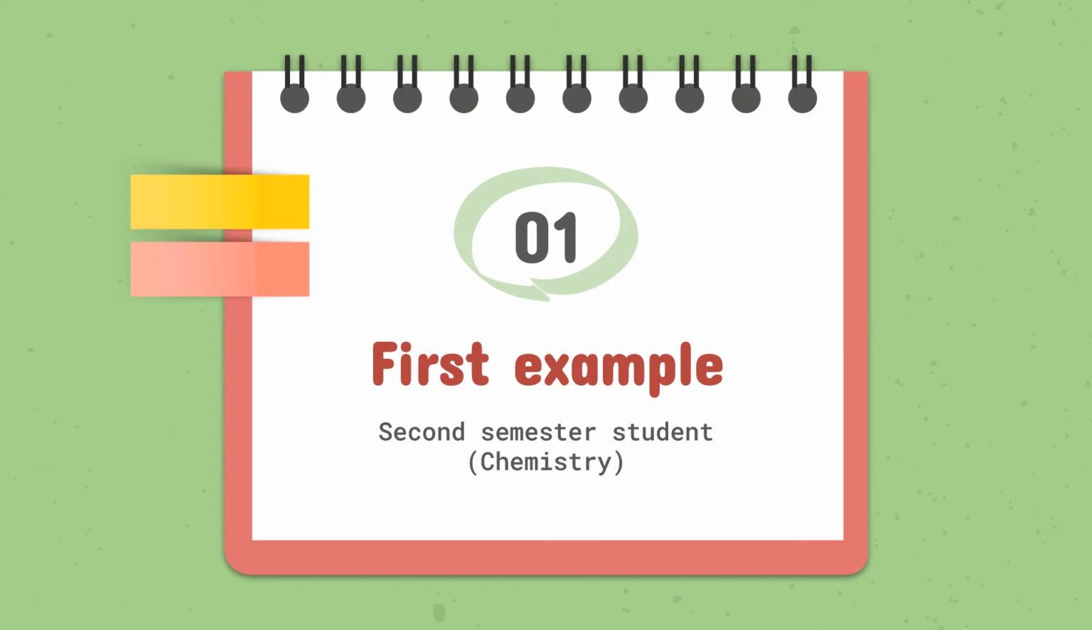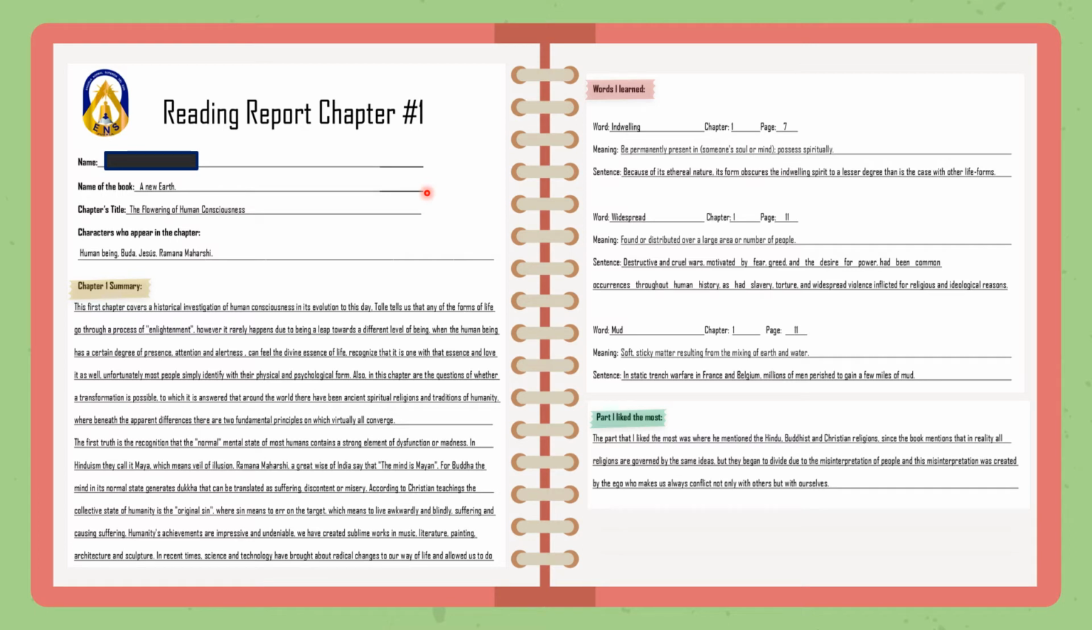This one is my first example, and it's from a second semester student. She's studying chemistry. Well, this is one example of a reading report. As you can see, she was reading chapter number 1. She put the name of the book, which is A New Earth, the chapter's title, which is The Flowering of Human Consciousness, and she also shared the names of the characters who appear in that first chapter.